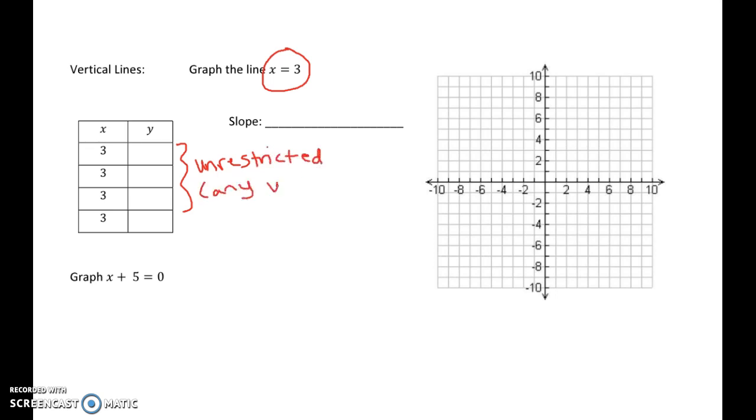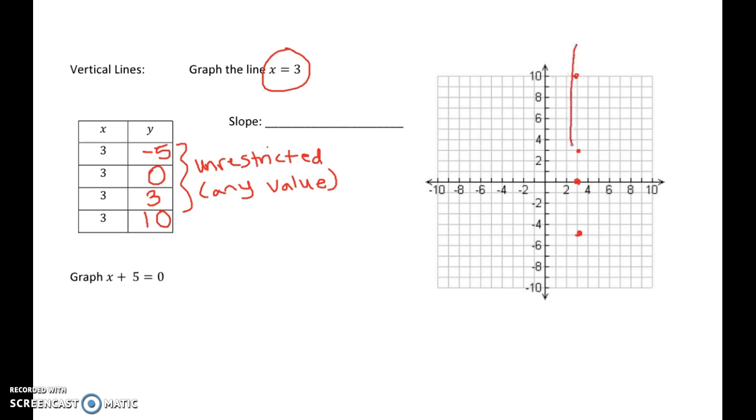It can be any value. I always pick a negative, like -5, 0 is a good number to pick, maybe 3, and maybe 10. So pick a negative, 0, a couple positives, nice and simple. So if we plot those points: (3, -5), (3, 0), (3, 3), and (3, 10). Notice we're going to the right 3 every time.